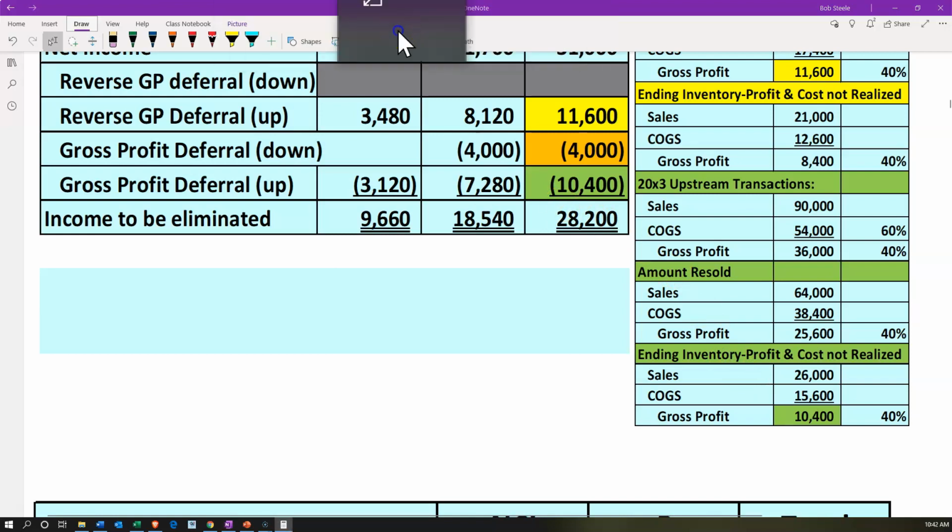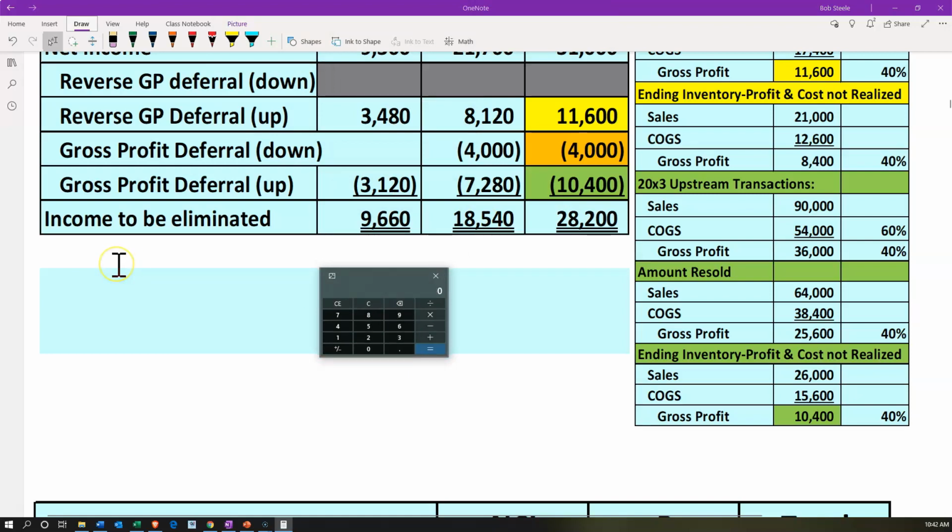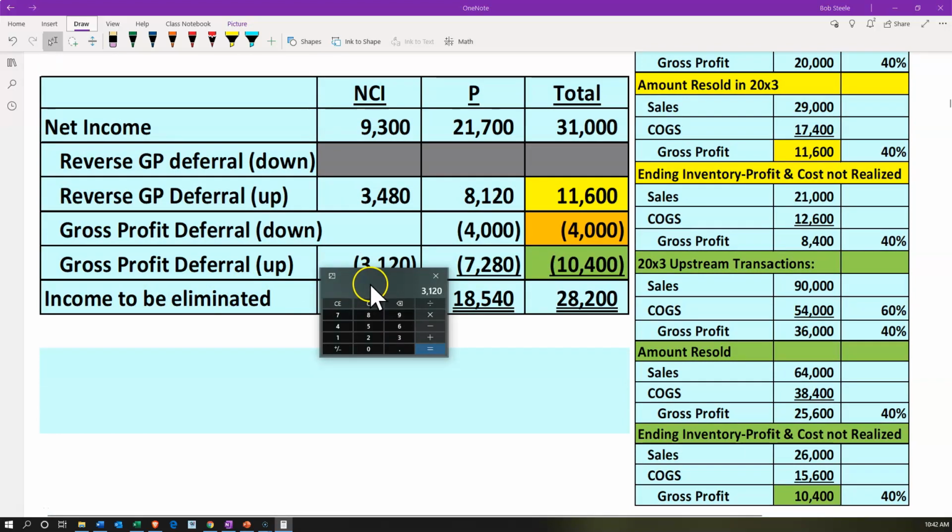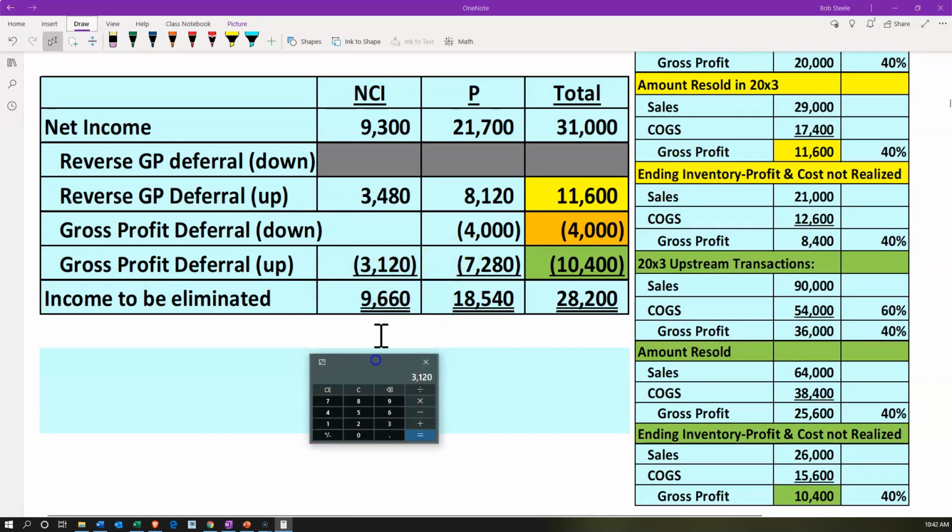Then if we pull out the trusty calculator, we're going to break that out by the 10,400 times 0.7. That's going to be the 7,280. Then we'll take that 10.4 times 0.3. That's going to be the 3,120. Then, of course, if we were to add these up, we're subtracting the bottom two, so the total column would be 3,100 plus the 1,160 minus the 4,000 minus the 10.4. And that's going to give us the 28.2.